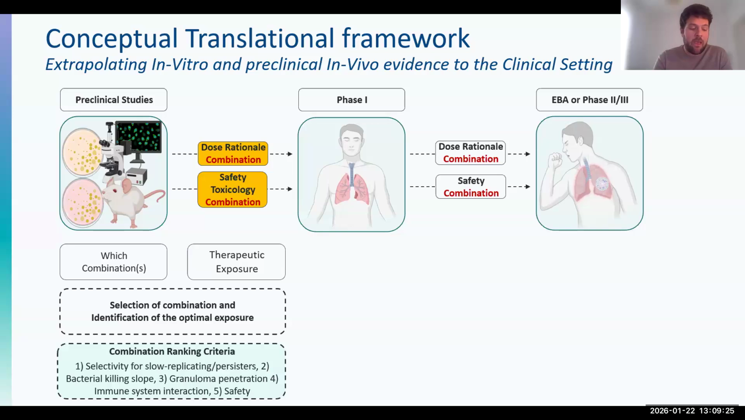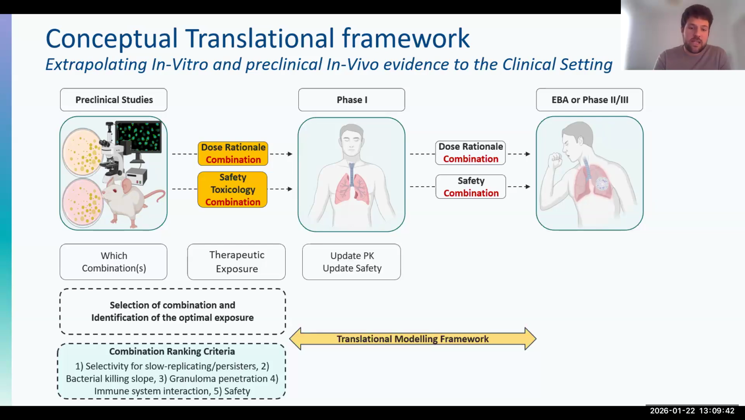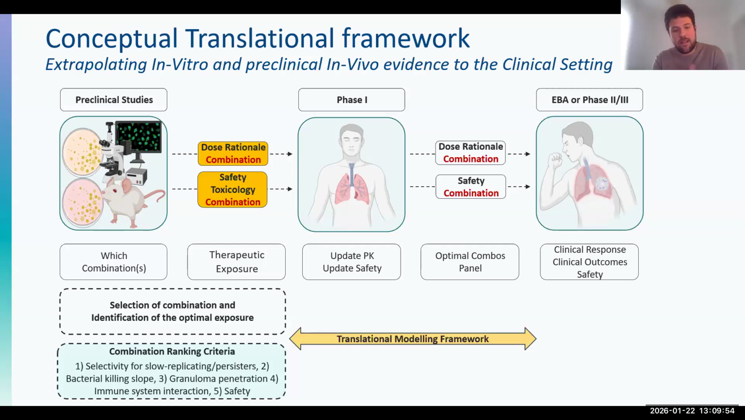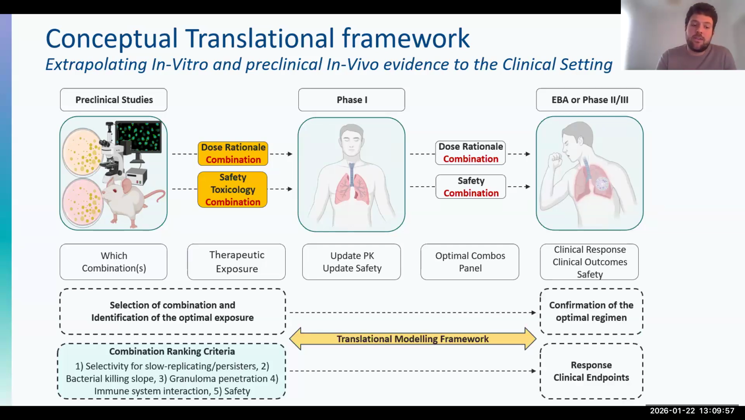Well-defined ranking criteria. Because at this point, what we can do is to apply modeling and simulation so that we are able to extrapolate evidence while progressively generating and leveraging the newly available data to reduce the uncertainty regarding the variability of our prediction, and at the end reduce what? The uncertainty and the knowledge gap that leads to an optimal combination panel that we can then make progress into the clinic.